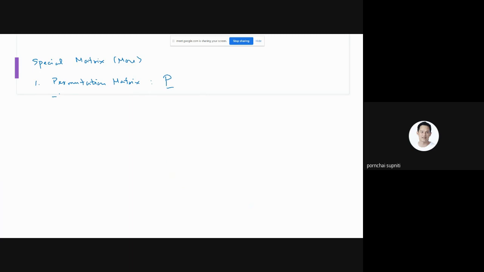So basically it's a matrix that, when you multiply P with another vector, switches the order of the elements in A. This will be a vector, so you switch the order of the elements, because there is only one column.